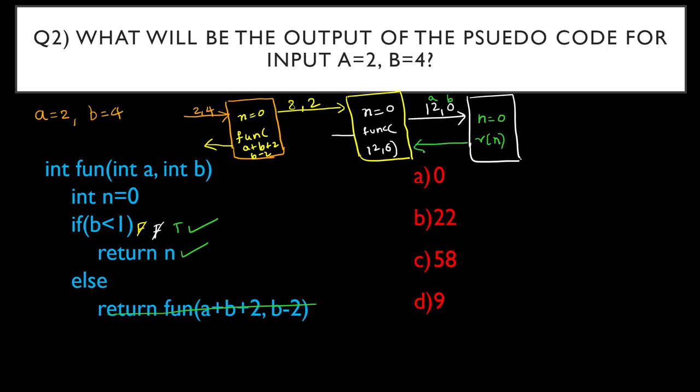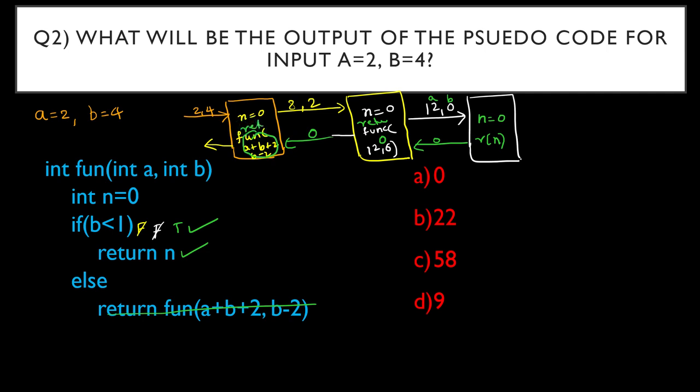What is the value of n that is returned? The value of n is 0, that was returned here. So this will be returning to here, the function of 12, 6, right? This value was 0, that was returned, so this value itself will be returned back again. Again this 0 will be returned.